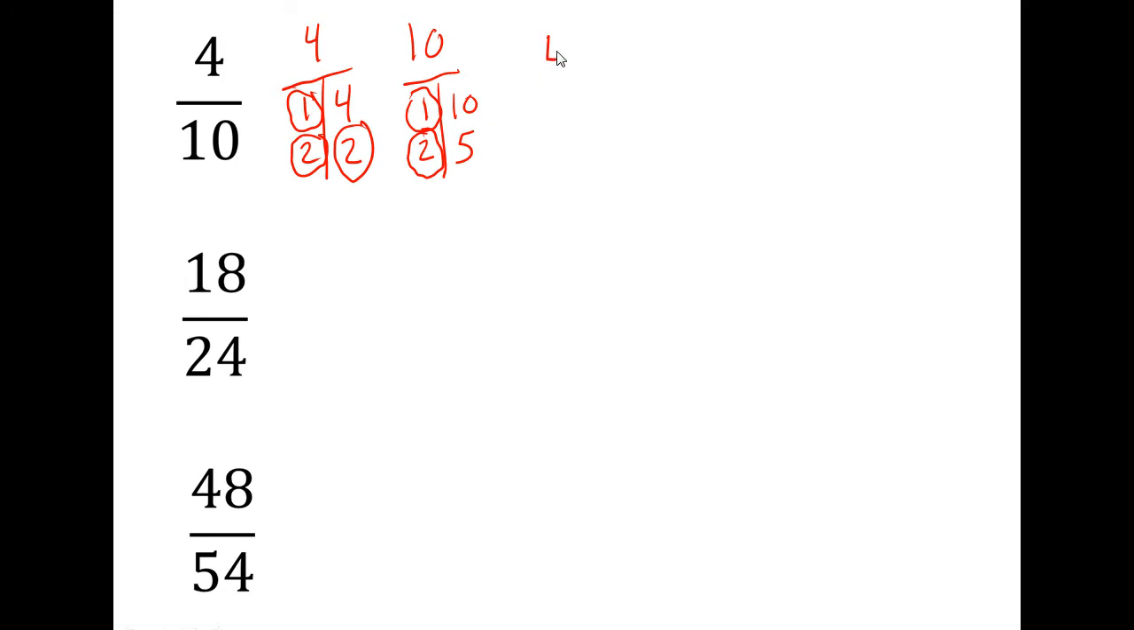So we're going to rewrite our fraction, 4/10, and we're going to divide the numerator by 2, and we're going to divide the denominator by 2. Okay, so we end up with 2/5. We've just simplified a fraction. It's that easy, kiddos. Alright, let's try another example.